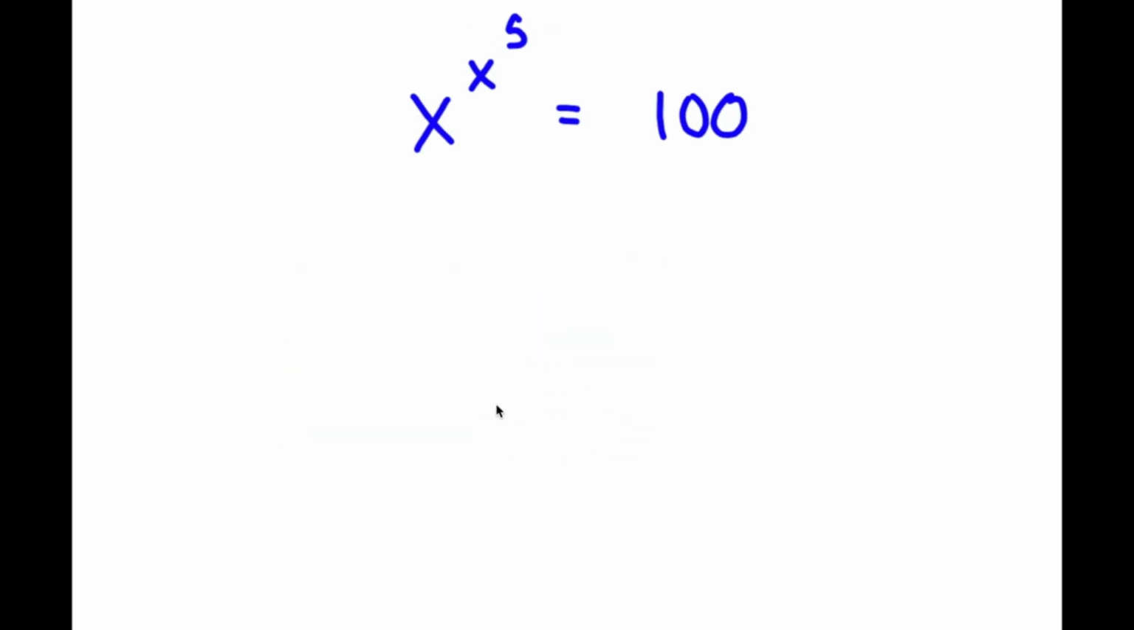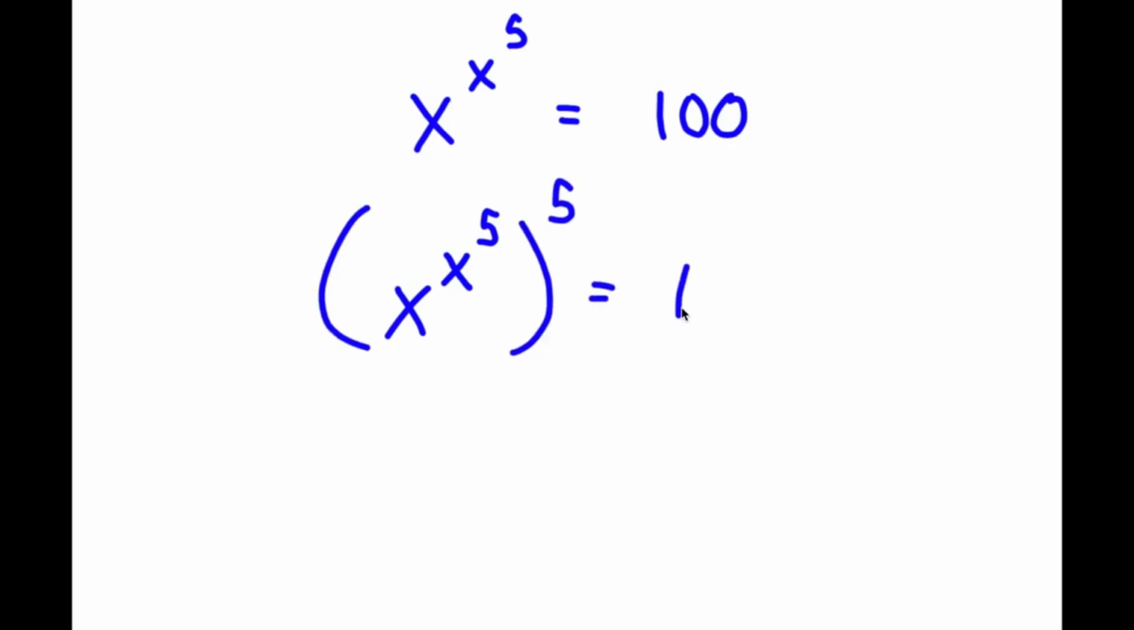All right, so in this problem, I have x to the power of x to the power of 5 is equal to 100. So to solve this, I'm going to first start by taking the power of 5 on both sides. So now I have x to the power of x to the power of 5 to the power of 5 is equal to 100 to the power of 5.